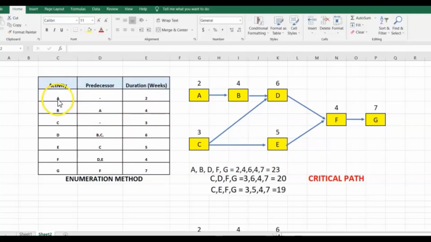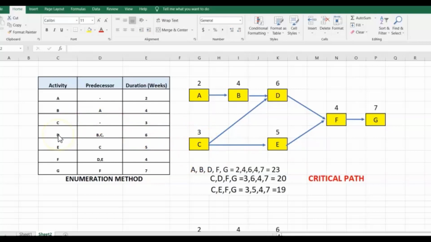You have activity A. There's no predecessor, so you know it's at the start and it's 2 weeks. Activity B has a predecessor of A and it's 4 weeks. So you have A and then you draw an arrow to B. Activity C has no predecessor, so you know it's at the start and it's 3 weeks. So we have that here.